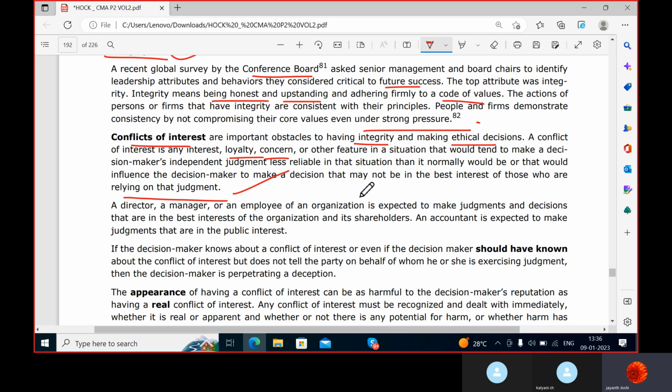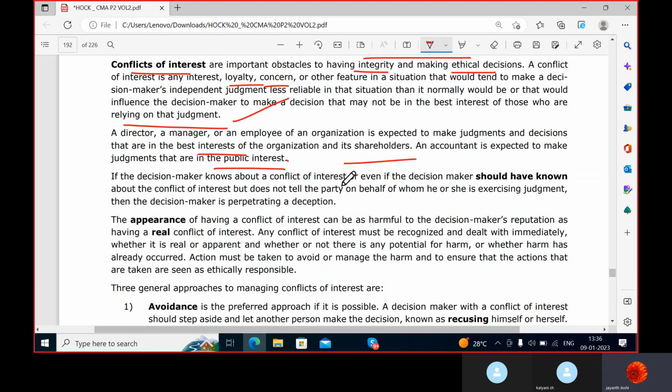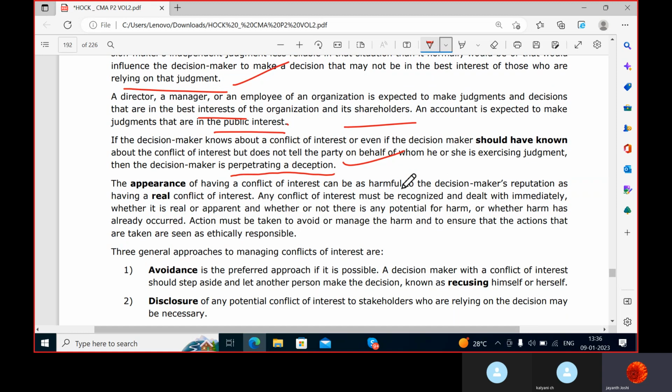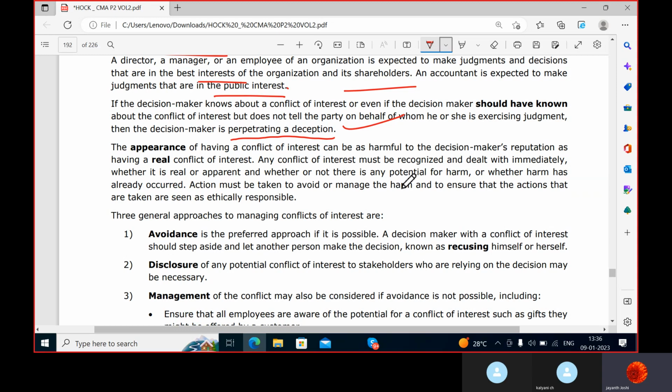A director, manager, or an employee of an organization is expected to make judgments and decisions that are in the best interest of the organization and its shareholders. An accountant is expected to make judgments that are in the public interest. If the decision maker knows about a conflict of interest, or should have known, but does not tell the party on whose behalf he or she is exercising judgment, the decision maker is perpetrating a deception. That means if there's a conflict of interest and he is acting under the influence of some other person, it is nothing but deceiving your shareholders. Okay, so it should not happen that way. The appearance of having a conflict of interest can also be harmful to a decision maker's reputation.